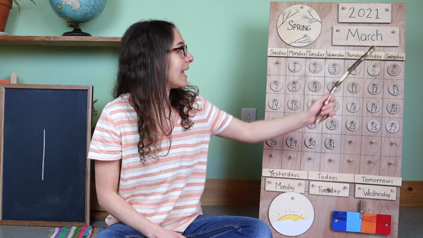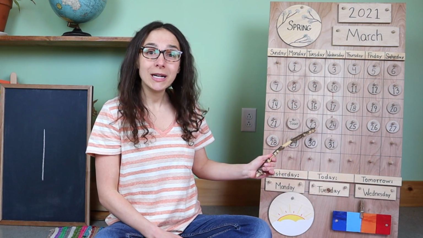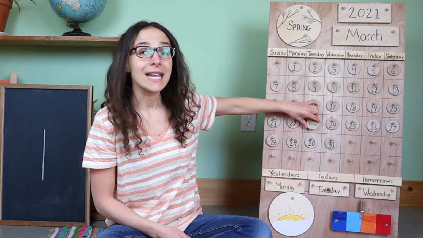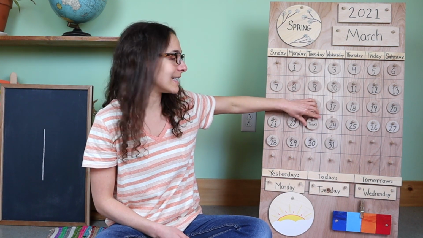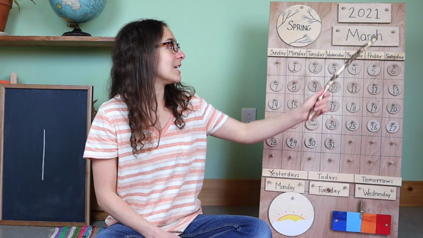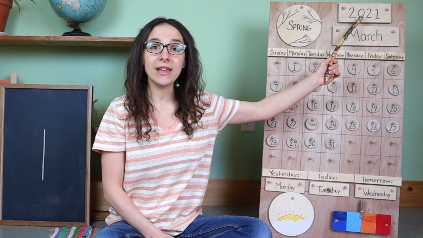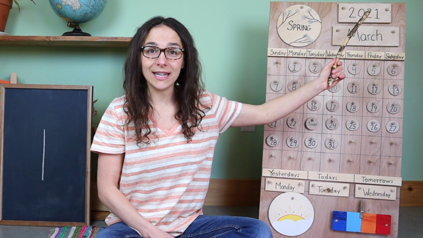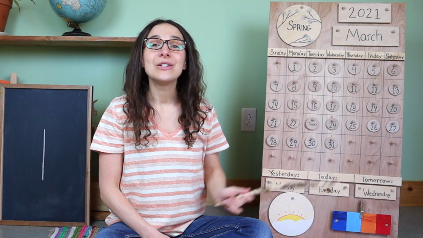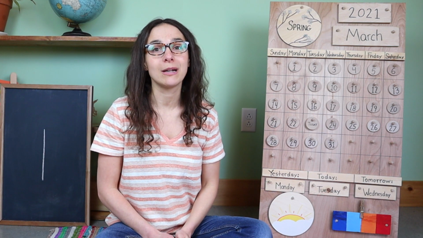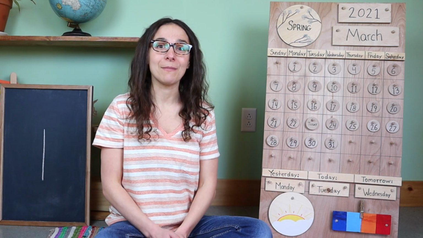And today is March 23rd. So let's move the chip over from yesterday. Yesterday was March 22nd, and today is March 23rd, and right up here we have the year. Do you know what the year is? 2021. That's right, friends. You can also say that the year is 2021. Either way is correct.